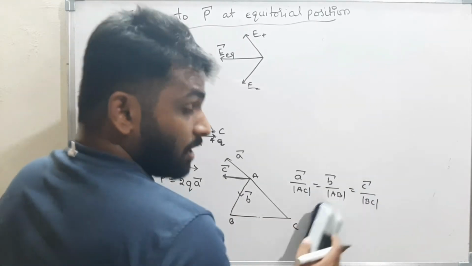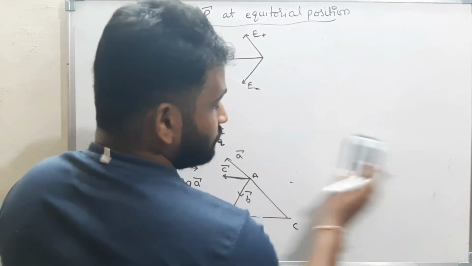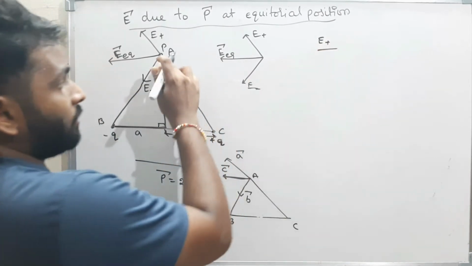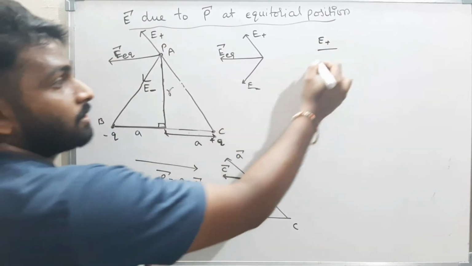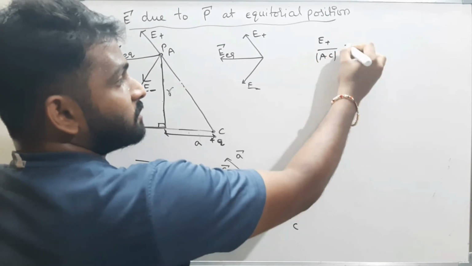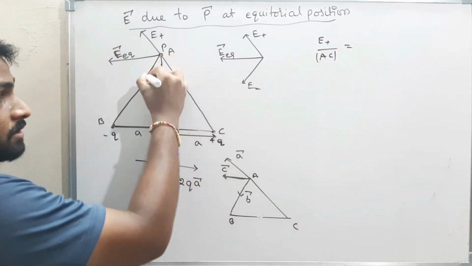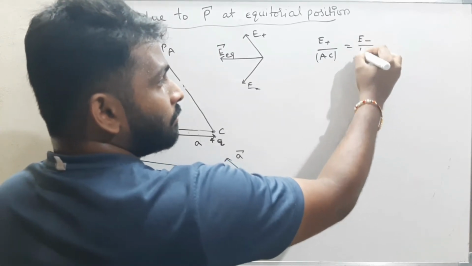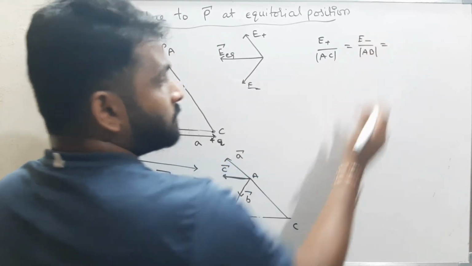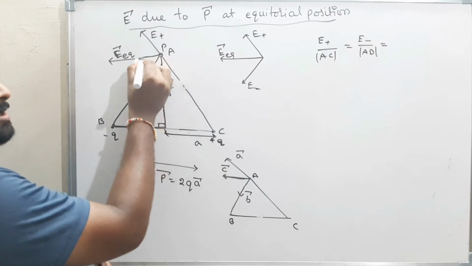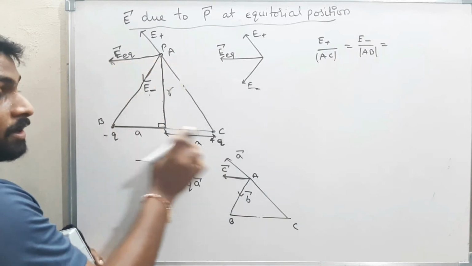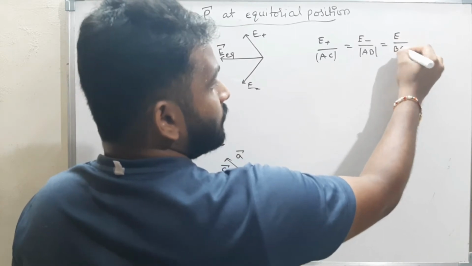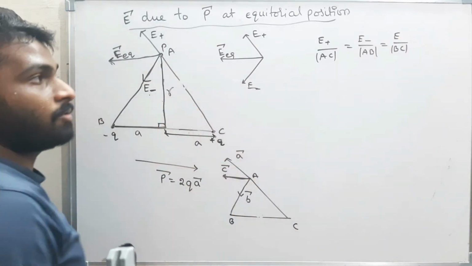Okay, the same I am using here. E plus by, what is this? This is AC, must be equal to E minus by AB, must be equal to E equivalent. This is the resultant. E equivalent by BC. E by BC. Now what is E plus?